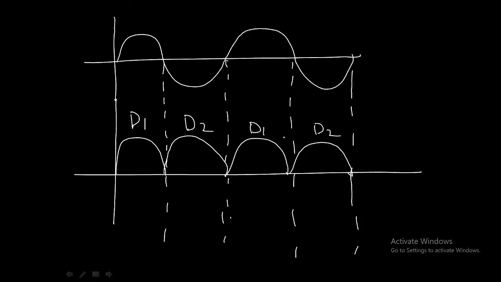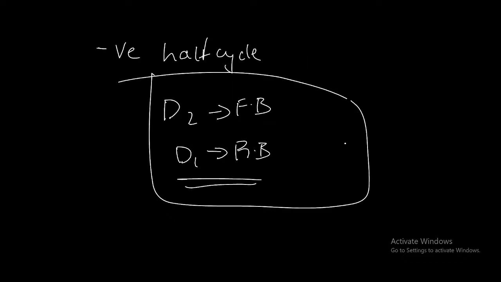So for positive and negative half cycles of the input, we are getting the output voltage. So that is what a full wave rectifier does. Okay, so this is the operation of a full wave rectifier. I hope it is clear.